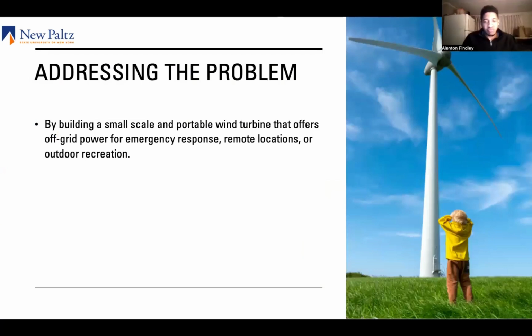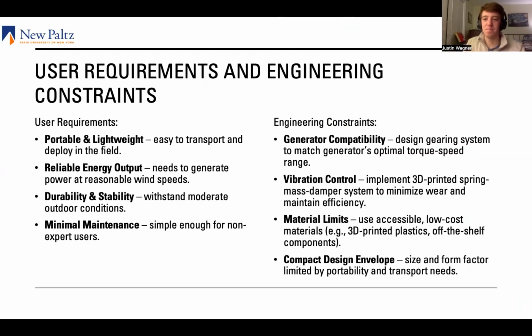To combat Kamituga's robust environmental requirements, our design had to be modular, transportable, cheap, and very easy to maintain. There are a few user requirements that we had to meet in our engineering of this wind turbine: portability, lightweight, reliable energy output, durability, stability, and we want it to be environmentally friendly, but material limits require us to use plastic.